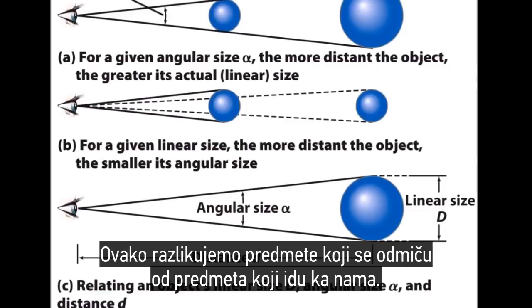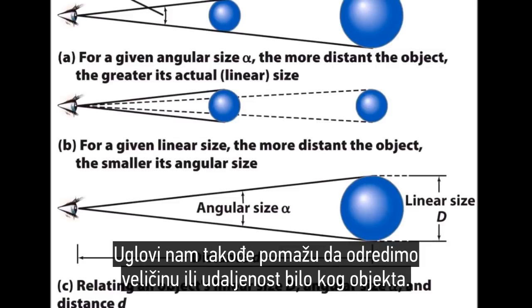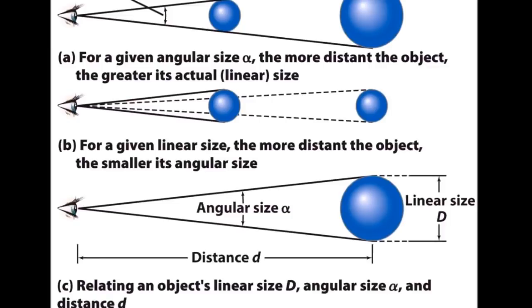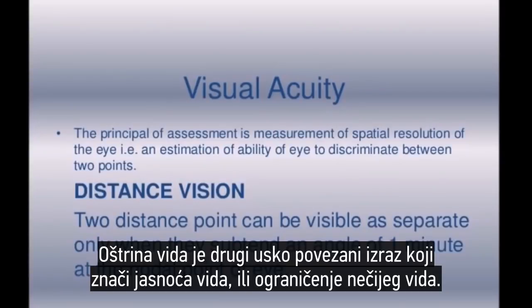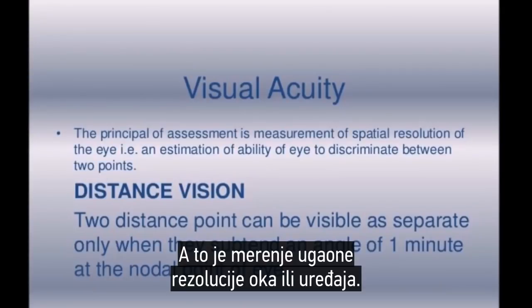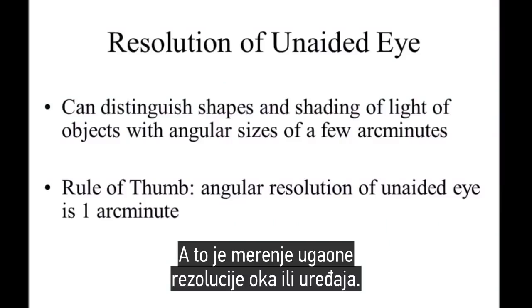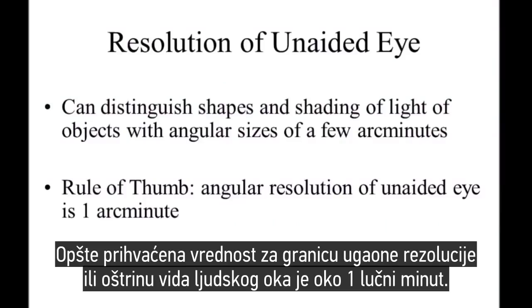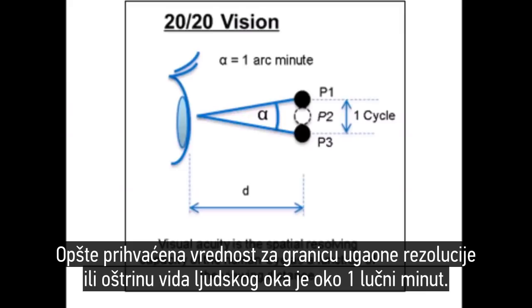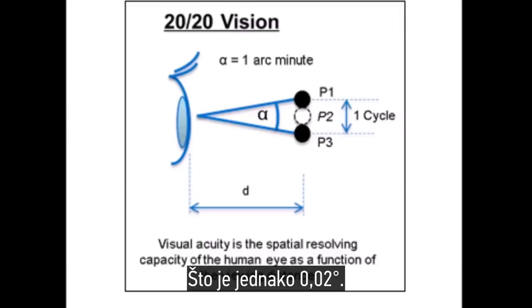This is how we distinguish objects moving away versus coming toward us. The angles also help us determine the size or distance of any given object. Visual acuity is another closely related term that means clarity of vision or the limit of one's eyesight, and it is a measurement of the angular resolution of the eye or the device. The generally accepted value for the angular resolution limit or visual acuity of the human eye is about 1 arc minute, which equals 0.02 degree.